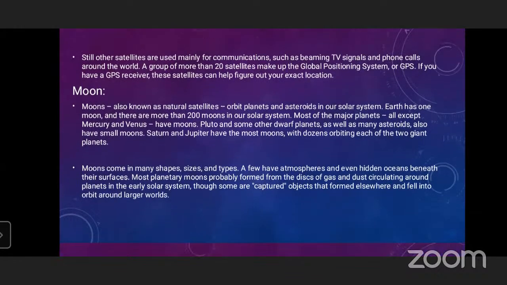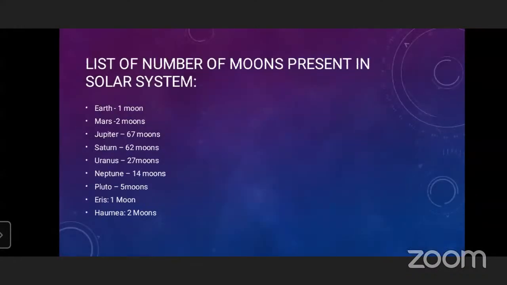Here is a list of the number of moons present in the solar system. Earth has one moon, Mars has two moons, Jupiter has 67, Saturn 62, Uranus 27, Neptune 14, Pluto 5 moons, Eris 1 moon, Haumea 2 moons. Our Earth's moon is the only moon called the Moon. Other moons have different names.